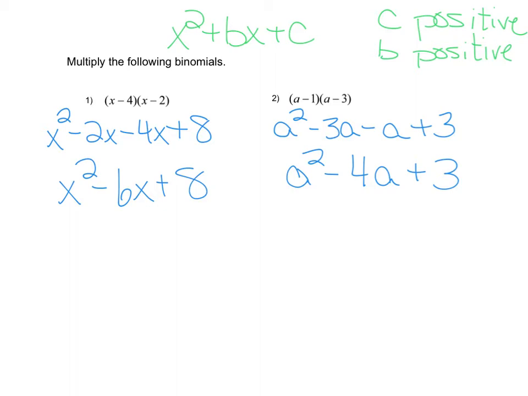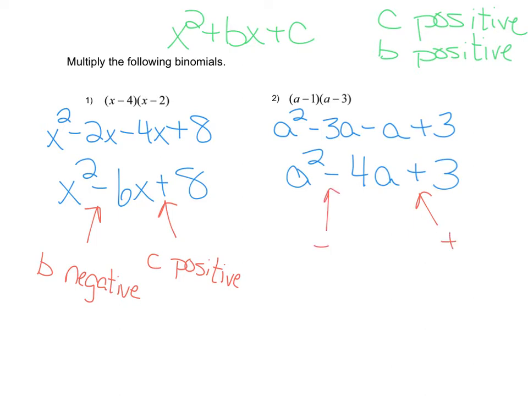Okay, so for the first one, I got x squared minus 6x plus 8. For the second one, I got a squared minus 4a plus 3. Now, what do you notice? How is this the same as what we did in class? How is it different? All right, one thing to notice is c is still positive, just like it was in class, but this time the middle term, b, is negative.